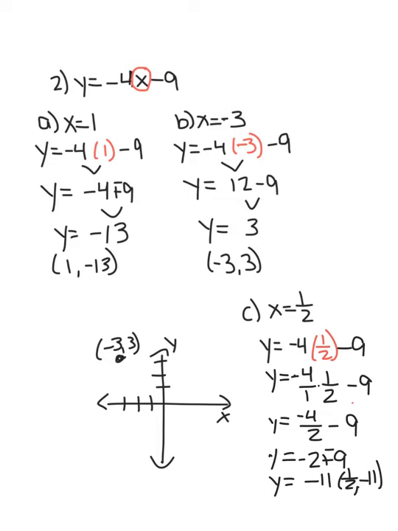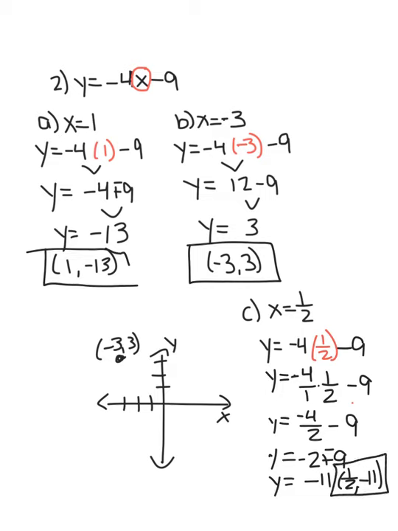All right, so we found 3 different values of x, plugged them in, and found values of y. All 3 of these points, (1, -13), (-3, 3 1/2), and (-11), are going to fall on the exact same graph of a line. We will be doing more with those lines and graphs next week.